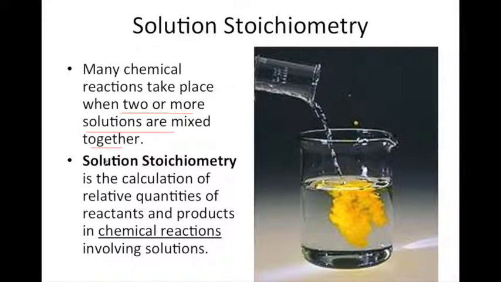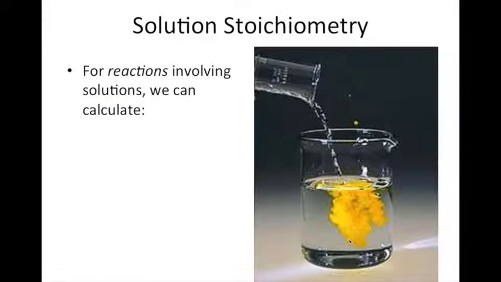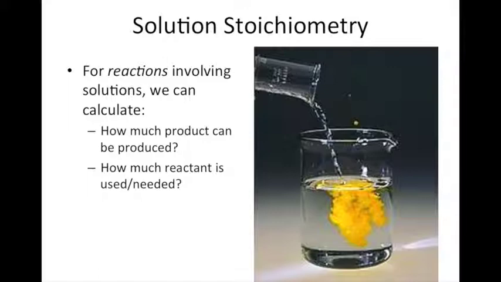Solution stoichiometry is the calculation of relative quantities of reactants and products in chemical reactions involving solutions. So we take two solutions, mix them together, and they chemically react to form one or more new substances. Solution stoichiometry allows us to calculate such quantities as how much of a product could be produced from such a chemical reaction, or how much of one reactant is needed or used in the chemical reaction, which reactant is the limiting reactant, and many others.